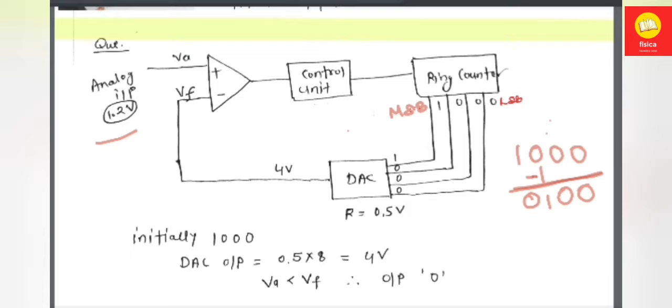Now we will take an example. Here we have to convert 1.2 volt analog input into digital output.